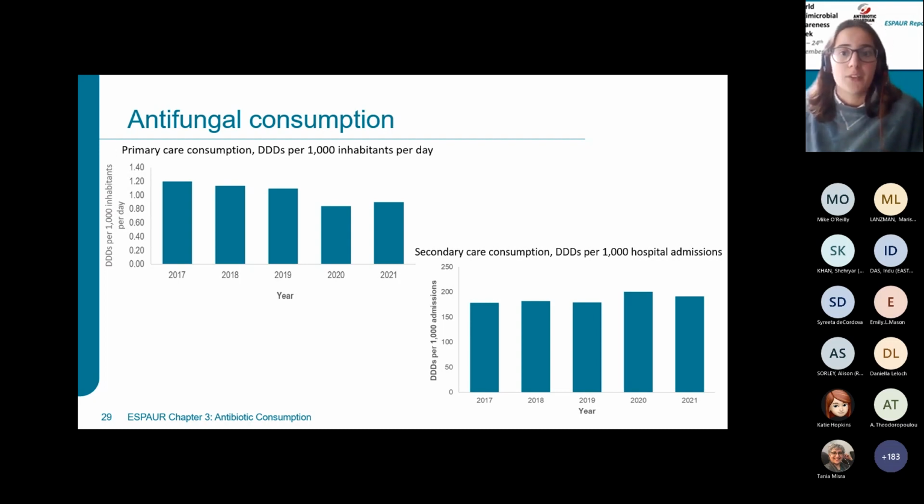Consumption in secondary care as DDDs per 1,000 admissions has increased from 2017 to 2021. So it's a 7.1% increase, and you can see this in the graph on the bottom right. And this has increased from 178 to 191 DDDs per 1,000 admissions. Consumption is still raised above pre-pandemic levels in acute trusts, but there was a decrease from 2020 to 2021 by 4.5%. Next slide, please.